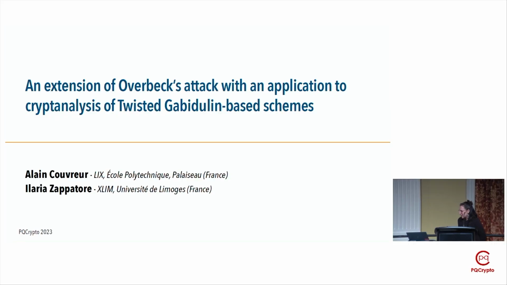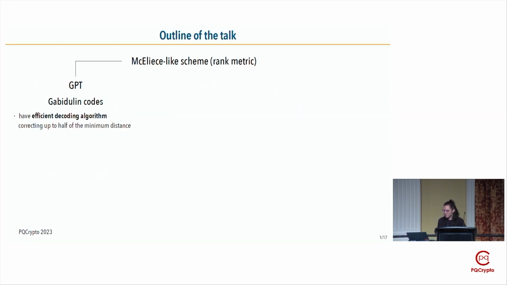So the main focus of this talk is code-based cryptography, and in particular, a McEliece-like scheme based on some rank metric codes, which are Gabidulin codes. This scheme is called GPT from the name of the three authors, Gabidulin, Paramonov, and Trachtenberg. And it was attacked and repaired many times. We'll see together the last attack due to Overbeck in 2008.